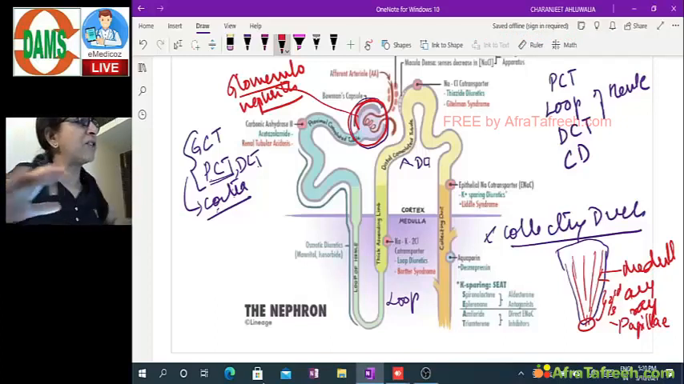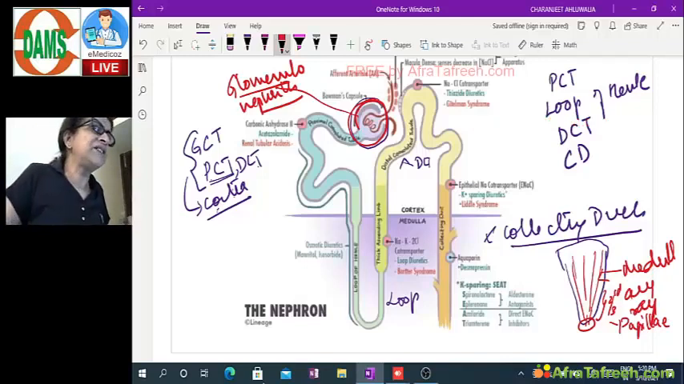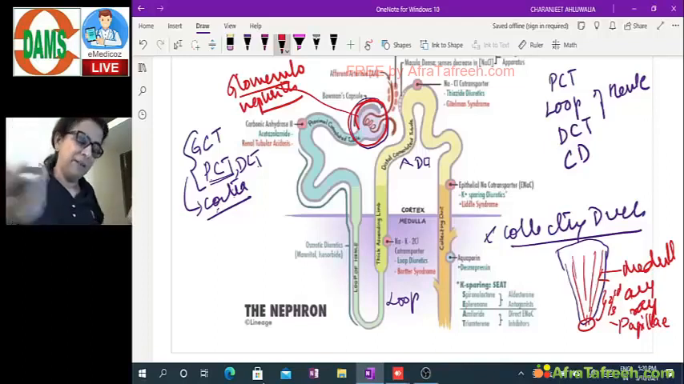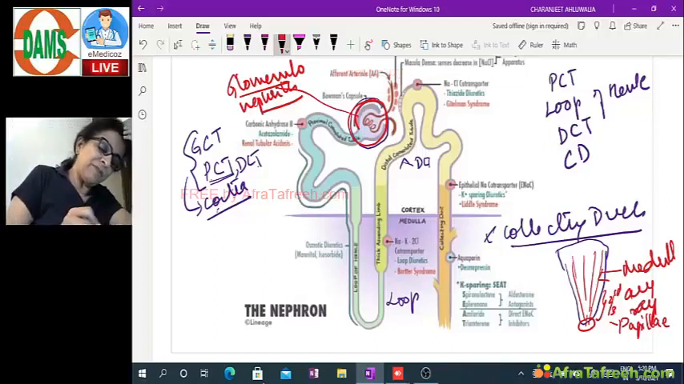All the nephrons rest on the interstitium. What is the interstitium? Interstitium is composed of connective tissue that supports the blood vessels, the nerves, etc. So now first, inflammation of the glomerulus is called glomerulonephritis.